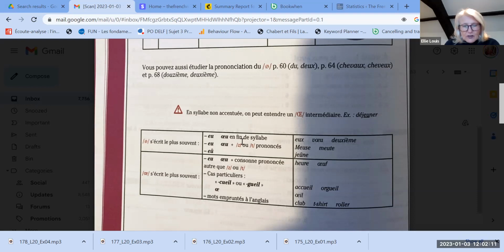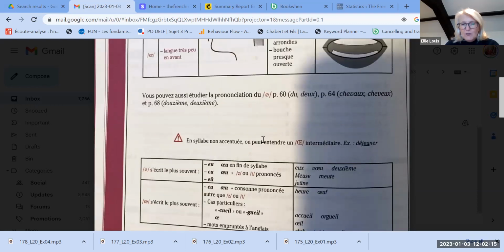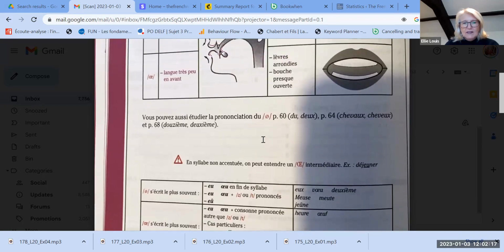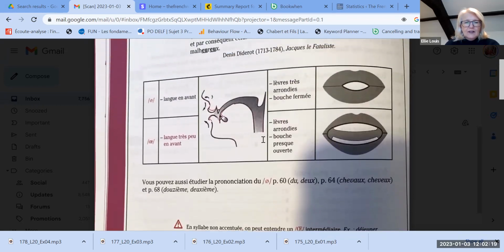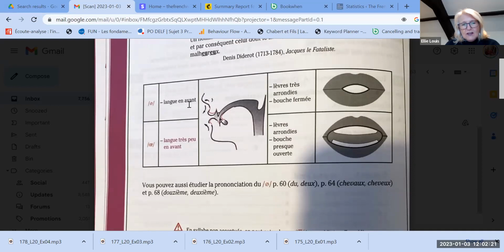So let's just have a look at how we form this, because that's what we need to do, is get the mouth position right, and then we can say this right. So what we've got is the tongue at the front. Okay, so la langue en avant. So tongue is at the front. Les lèvres très arrondies. So lips really rounded, as you can see in the picture there. And bouche fermée, and the mouth closed. That's what we want to get this sound.